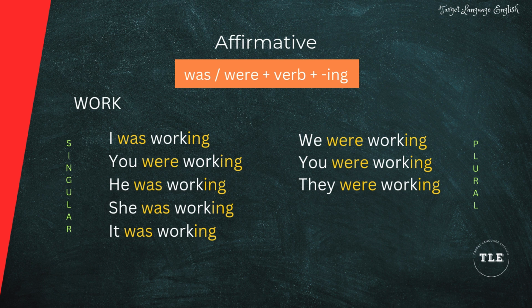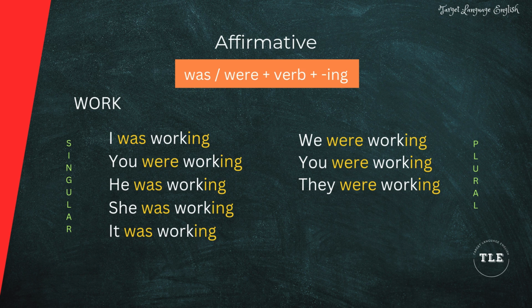Now that we've seen the exceptions, let's go back to structure and let's first see the positive or affirmative form of the past continuous tense. We'll use the verb work as an example. Singular, I was working. You were working. He was working. She was working. It was working. Plural, we were working. You were working. They were working.